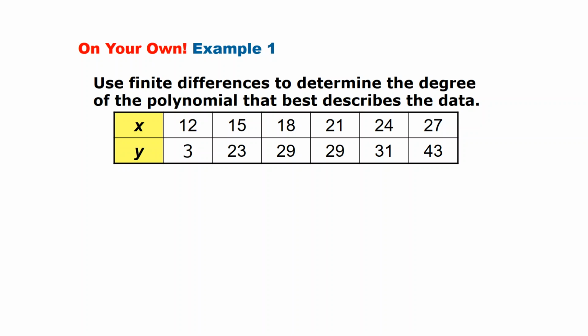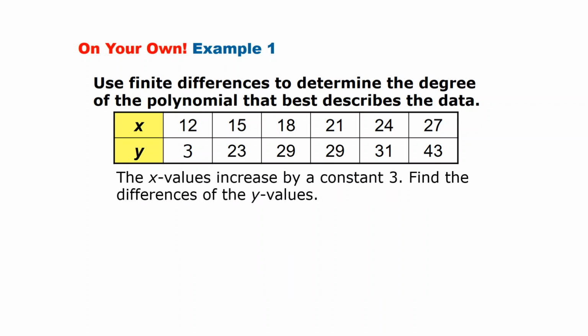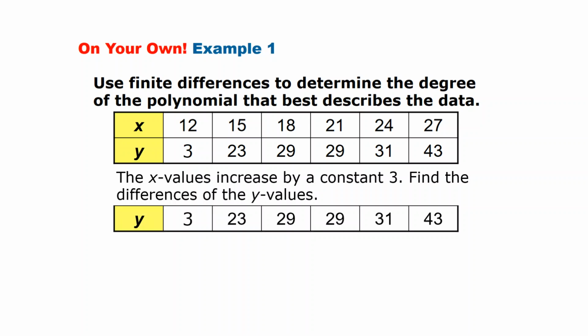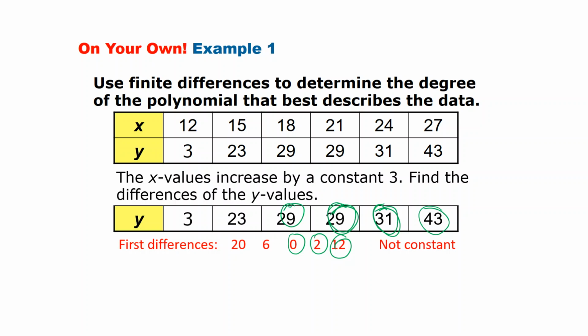Okay. When you did this one, we look at the x's first, and we see 12, 15, 18, 21, 24, and 27, and you should easily recognize that the x values increase by a constant 3. So now we have to find the differences of the y values. So you should have started out saying 43 minus 31 is 12. 31 minus 29 is 2, 29 minus 29 is 0, 29 minus 23, 6, and 23 minus 3 is 20. That is not constant, so you move on.